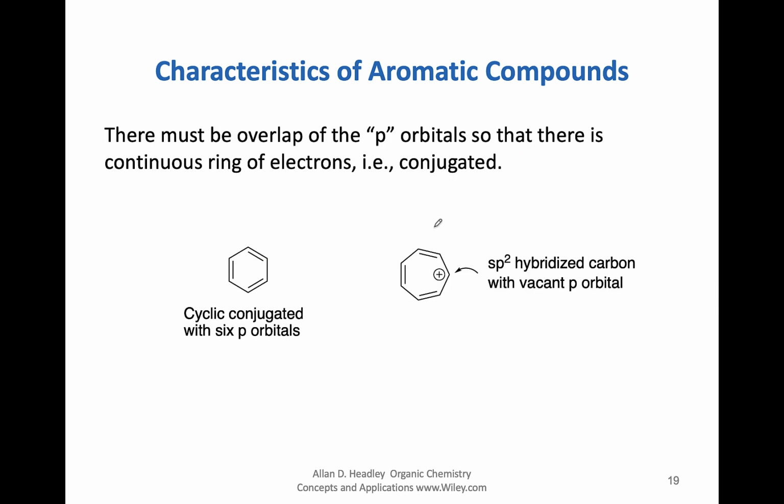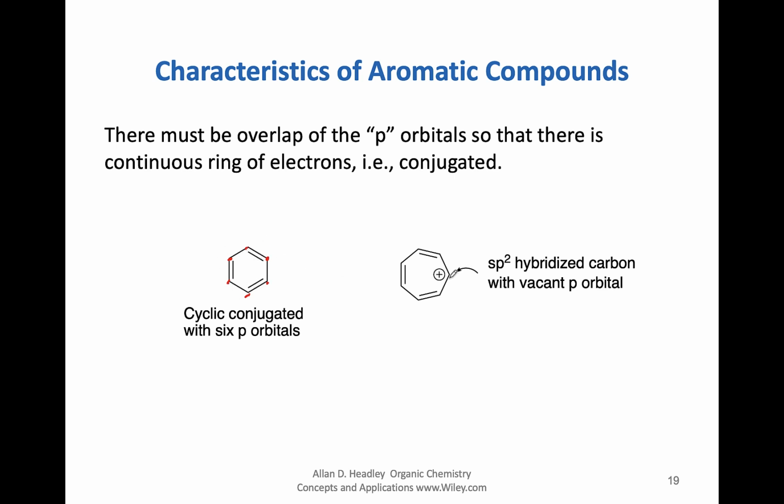Let's look at the orbitals, which must overlap. As we know, there is a p orbital on each carbon, six p orbitals with 6 electrons, 1 in each. So there's a complete overlap here for benzene.